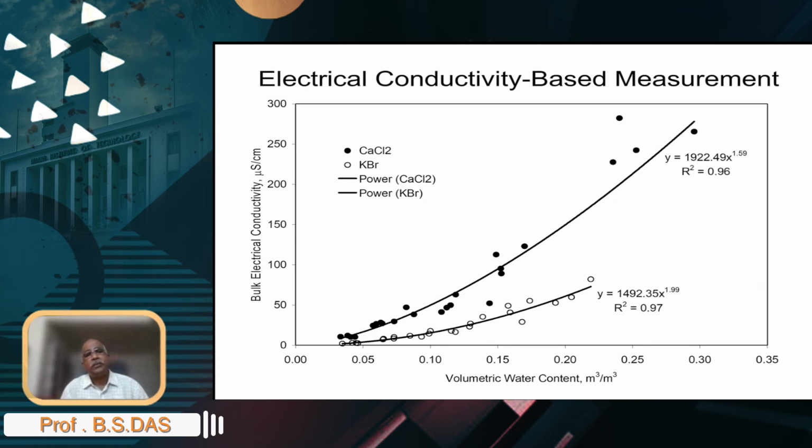Here I show two different kinds of electrolyte solution we have used. With known electrolytes, you see the volumetric water content as a function of the bulk electrical conductivity. The moment the nature of the electrolyte changes from potassium bromide to calcium chloride, these relationships differ. And if you look at soil as a complex cocktail of different electrolytes, you would wonder whether bulk electrical conductivity has a unique relationship with the volumetric water content.